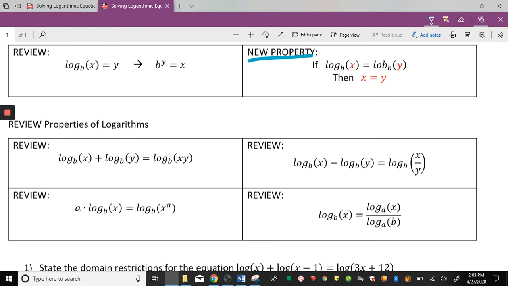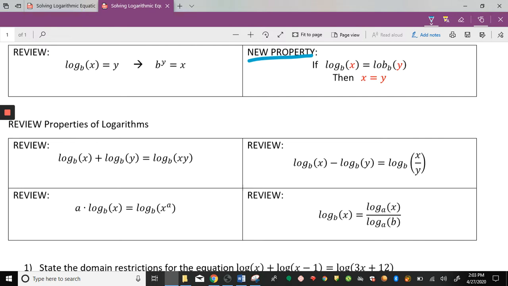But I also wanted to review properties of logs, the addition or multiplication property, quotient, power, and change of base. So I put review on all of these because technically we should be good on them, but we want to remember all of those when we're asked to solve the following log problems.